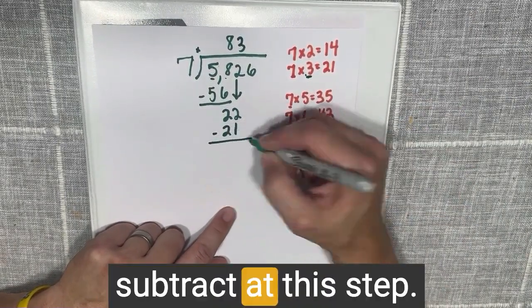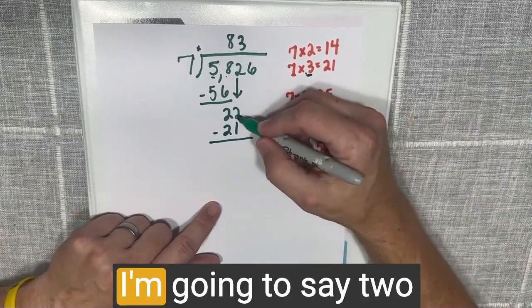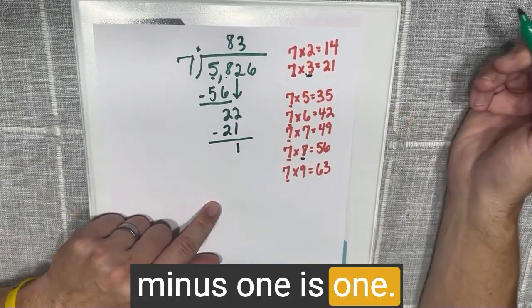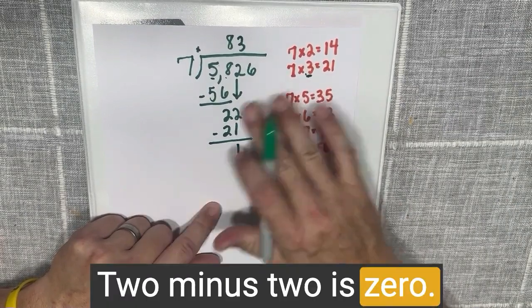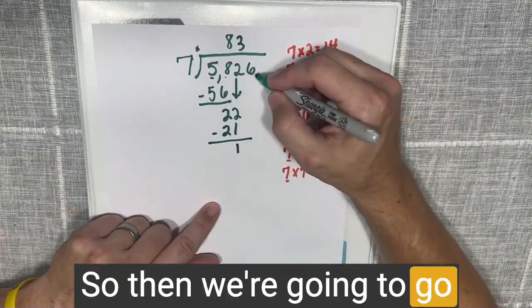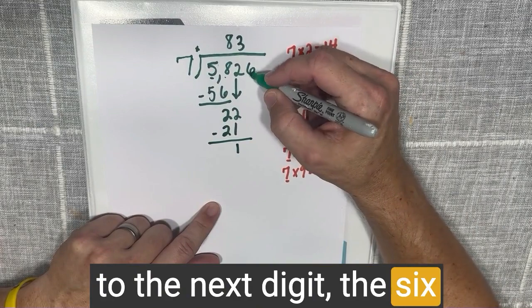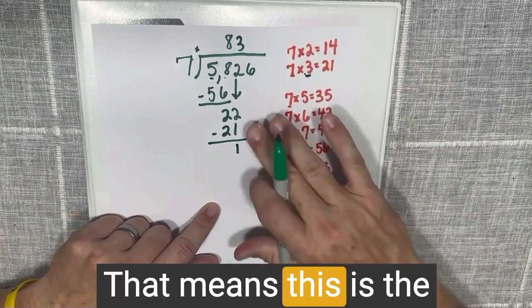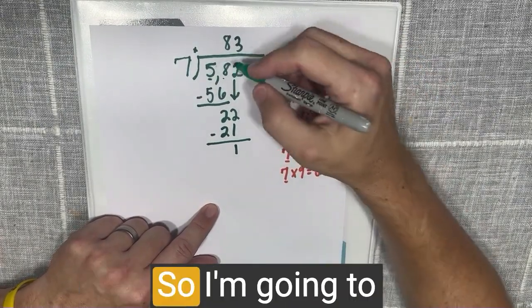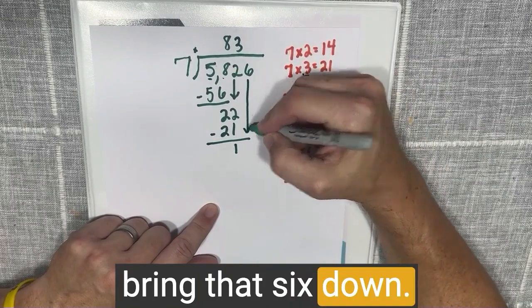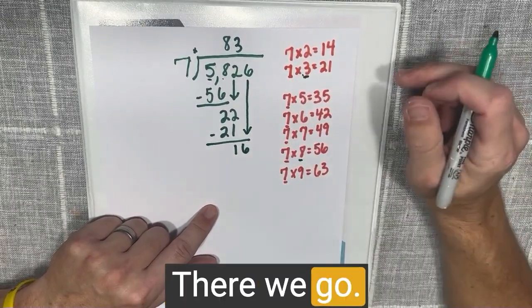Go ahead and subtract at this step. Remember, we subtract. I'm going to say 2 minus 1 is 1. Okay. 2 minus 2 is 0. I'm not going to write it. So then we're going to go to the next digit, the 6. And the 6 is the last digit. That means this is the last step of the problem. So I'm going to bring that 6 down. Okay. There we go. And we got it there.